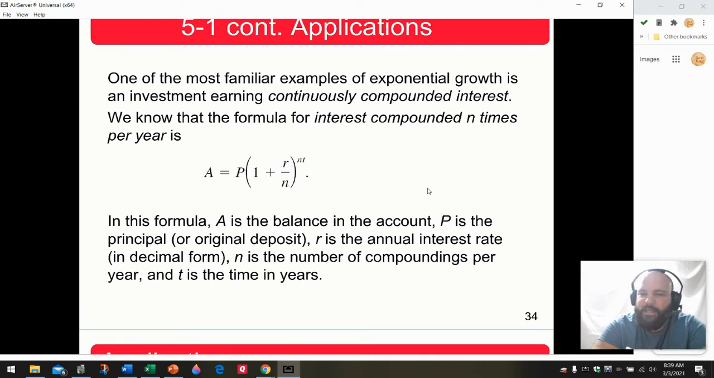So once again, A is your account balance. That's how much you have when you have your interest included. P is the principal amount that is invested. R is the interest rate. It must be in decimal form. N is the number of compounds per year, which is how many times the interest is put back into your account. And then T is the amount of time in years.